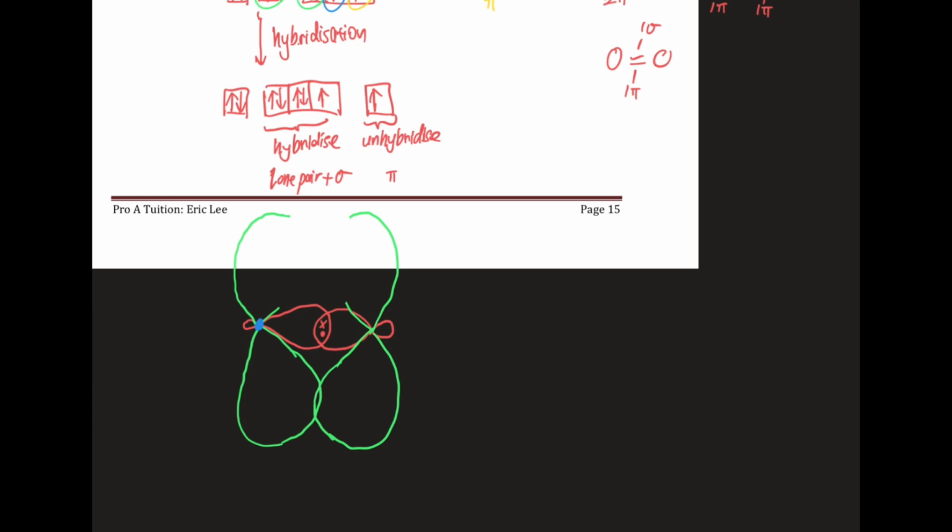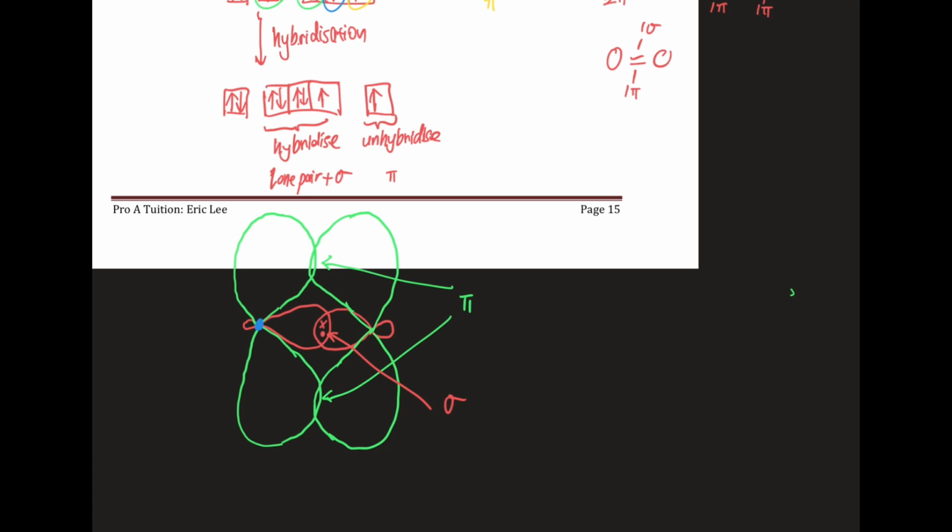Okay, so you can see this is the place where they overlap. They overlap here and here. So this is where they form the pi bond. The pi bond is formed over here and here. That is one pi bond. This is where they form the sigma bond. It looks like that.